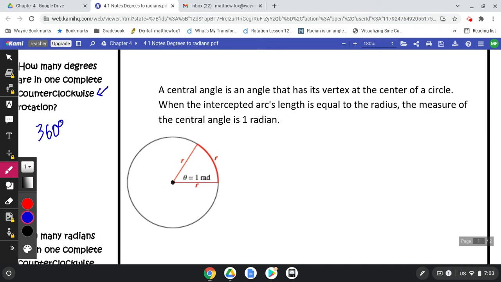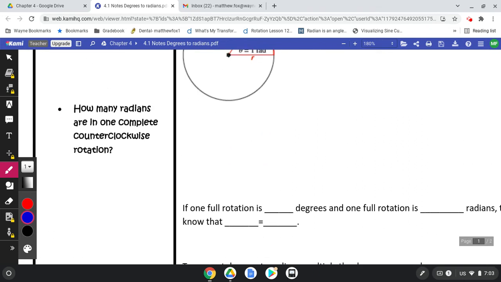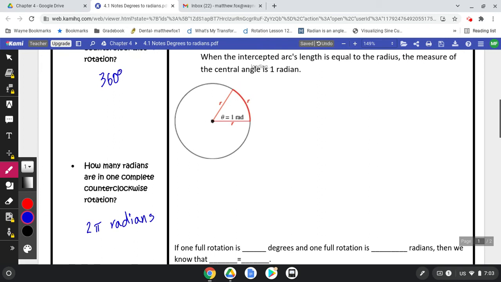Now, if we want a more precise answer for this, we can go ahead and call that 2 pi radians. Some of you might think 2 pi is not close to 6, but pi is 3.14, and it keeps going and going. So 2 times 3.14 is around 6.28. So 2 pi radians is how many radians would be in one circle.